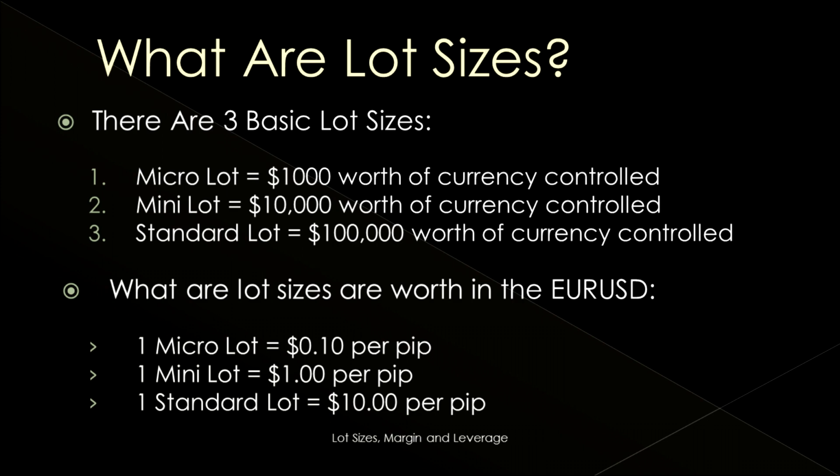Now, let's look at an example. What are the lot sizes worth in the Euro-USD pair? One micro lot is worth $0.10 per pip. A mini lot is worth $1 per pip. And a standard lot is worth $10 per pip.